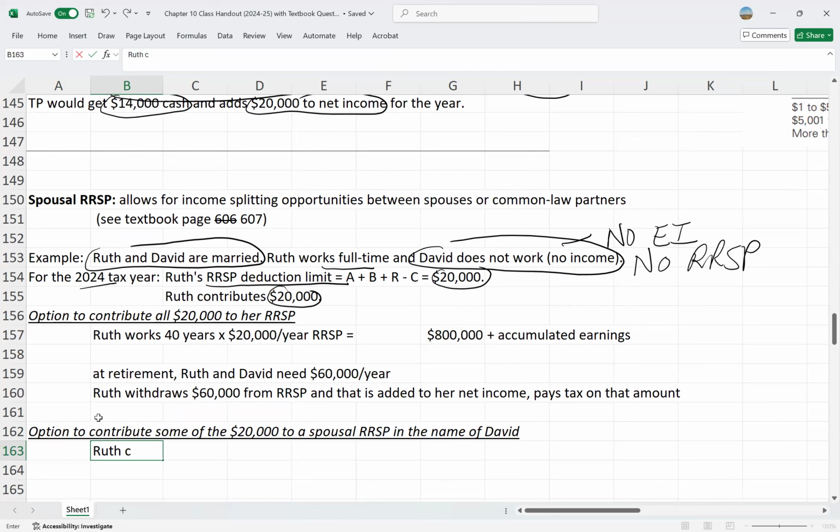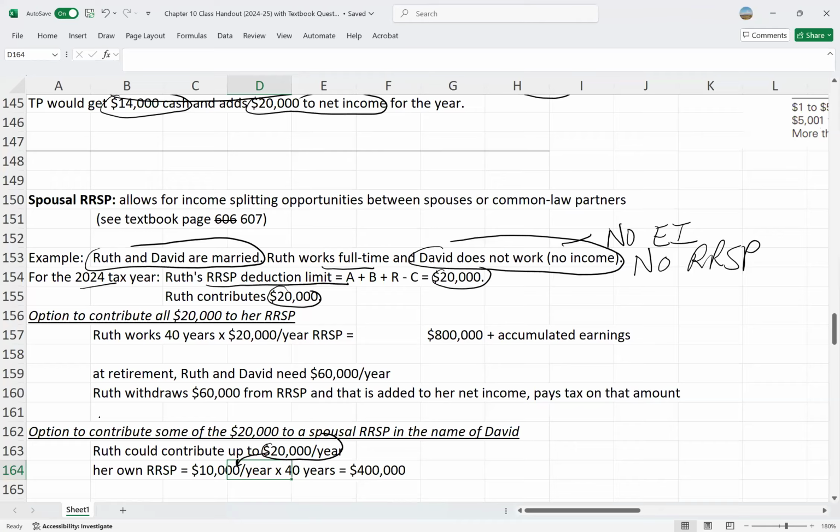So Ruth could contribute up to 20,000 per year. And what she could do then is set up her own RRSP and maybe put in 10,000 a year times 40 years. Oh, so we have 40 years, not 20 years. And so we'll have 400,000.